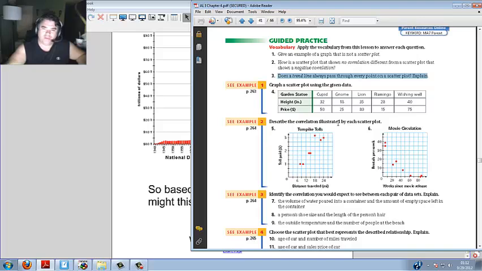So describe the correlation illustrated by your scatter plot. Looks like this one basically is going up, so I'd say positive. This one's basically going down.